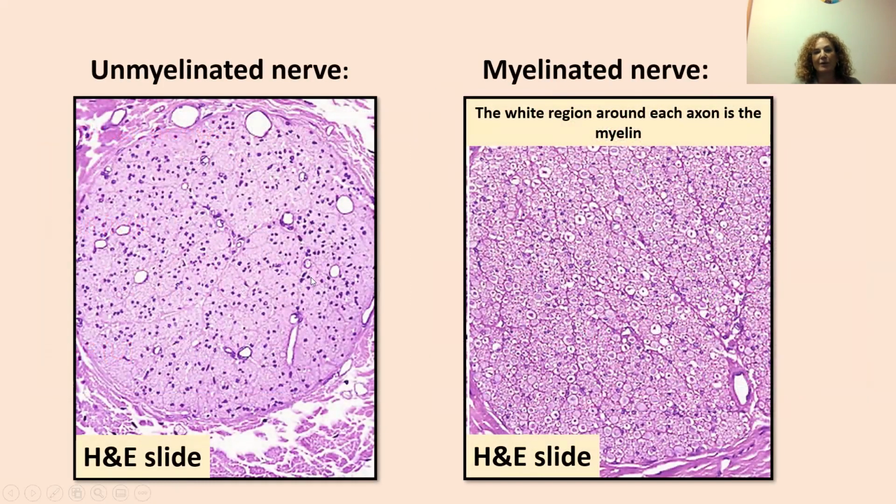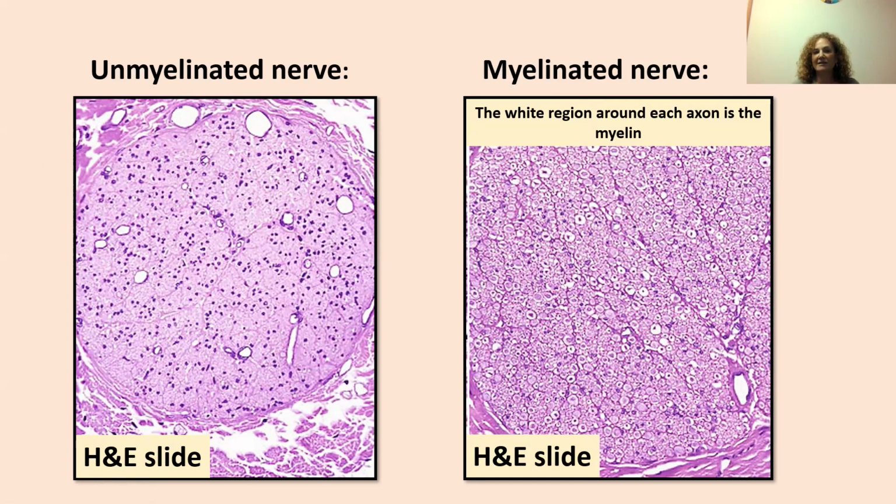Here's another two examples. On the left-hand side, you see the unmyelinated nerve. You do not see the myelin. And on the right-hand side, you can see very clearly that each axon is surrounded by this white, right now it's white, but the myelin sheath that's surrounding the axon. And usually the little dot in the center, which you're going to recognize, is actually the nucleus of the Schwann cell that gets picked up. But these are both H&E examples of nerve.